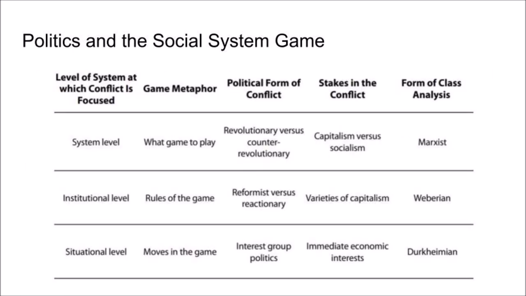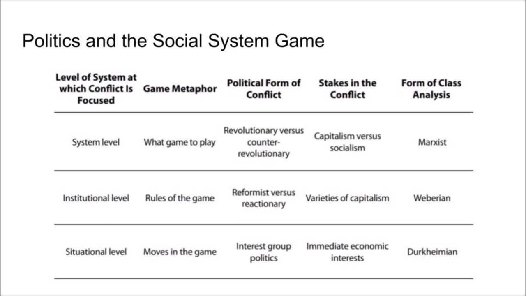Yeah, so there's a table here that nicely visualizes what I just read, but it adds another column for form of class analysis. For the system level, what game to play, the form of class analysis best suited is a Marxist form of class analysis. At the institutional level, or using this metaphor, the rules of the game, a Weberian form of class analysis is most appropriate. And at the situational level, which focuses on what moves you can make with a given rule set, a Durkheimian form of class analysis is most appropriate.